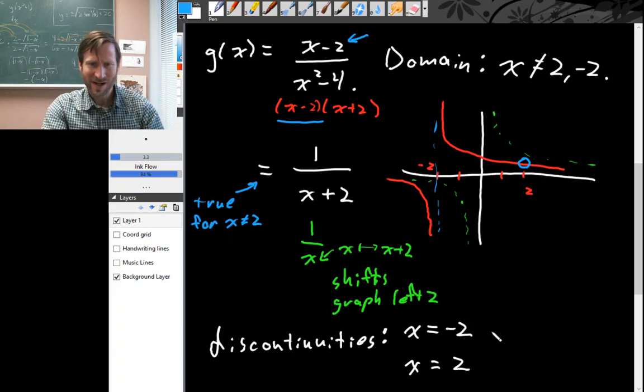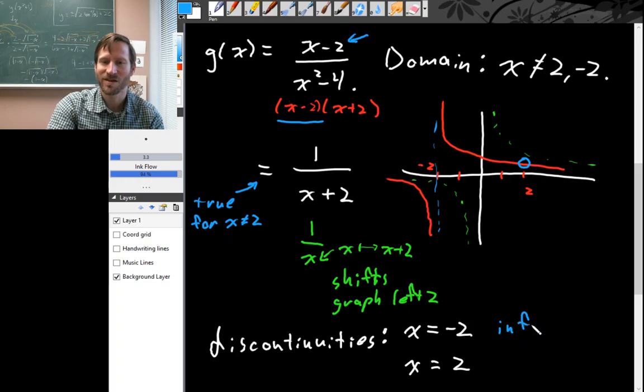Well, let's describe what types of discontinuities these are. So at x equals minus 2, since the graph is going down to minus infinity on one side and up to plus infinity on the other side, that means this discontinuity at minus 2 is an infinite discontinuity.